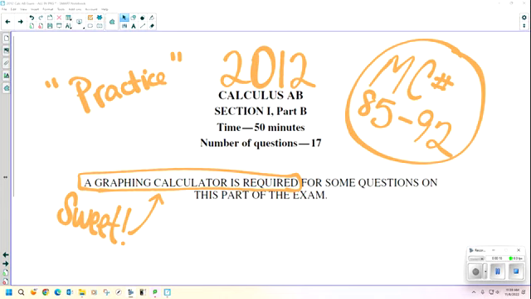We are going to continue the 2012 Practice AP Calculus AB exam that College Board put out a decade ago. All right, we are going to do the last 7 problems of Section 1, Part B. There are 4 other videos that cover the other multiple choice problems, Section 1, Part A, and the first part of Section 1, Part B. Okay, sweet. We get to use a graphing calculator.